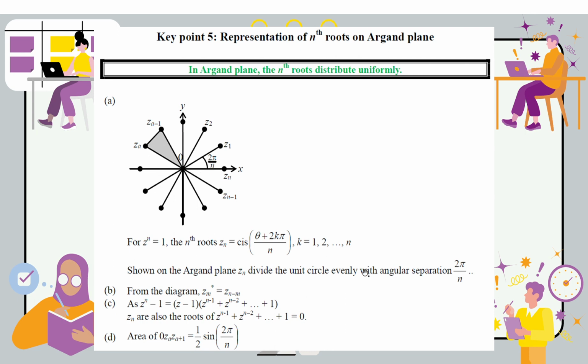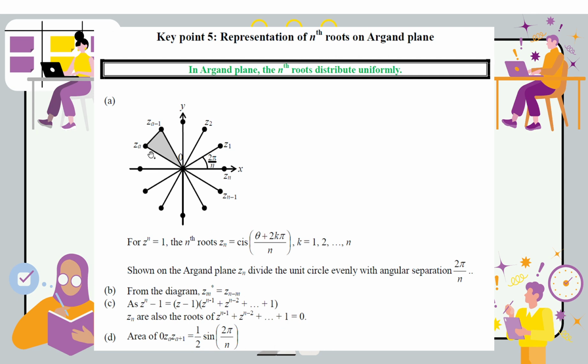And then you find out the whole plane is divided into n parts by 2 pi over n, where Z1 is Z to the n minus 1's complex conjugate reflected along the x-axis. And for Z to the n equals 1, there's another funny thing. You move everything to the left-hand side: Z to the n minus 1 equals 0, and you can factorize it as Z minus 1 times Z to the n minus 1 plus Z to the n minus 2 plus up to 1. So if Z is a root of Z cubed minus 1 equals 0, it is also a root of Z squared plus Z plus 1.